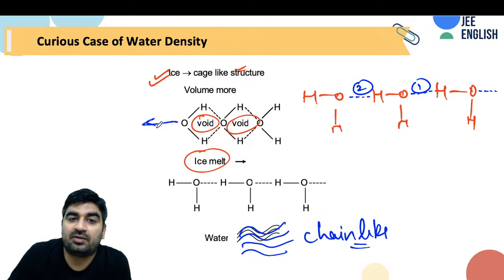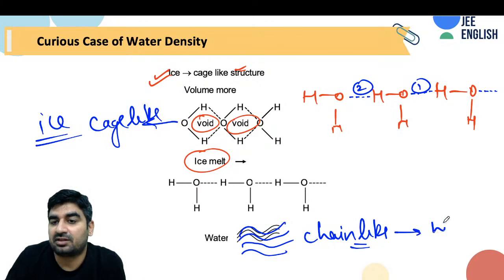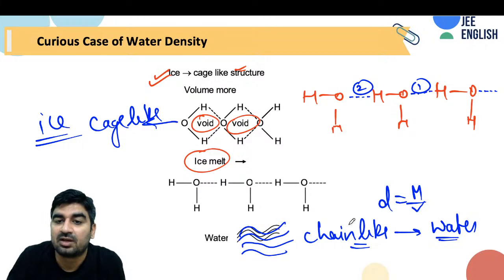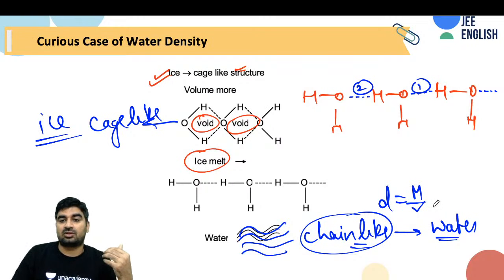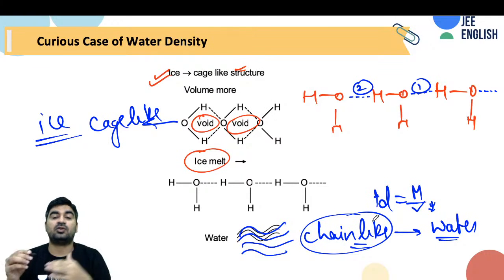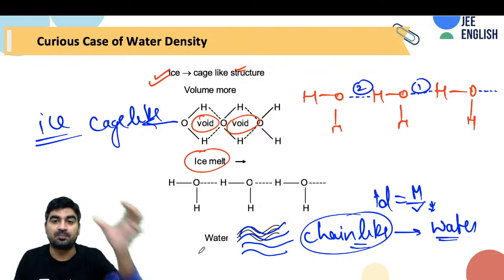So initially we have the cage-like structure, that was in ice, and now we have the chain-like structure, that is in water. So the density will be mass by volume. Here we have no voids, so the volume will be low and density will be relatively high. So when you are melting the ice up to 4 degrees Celsius, these chain-like structures will be formed.